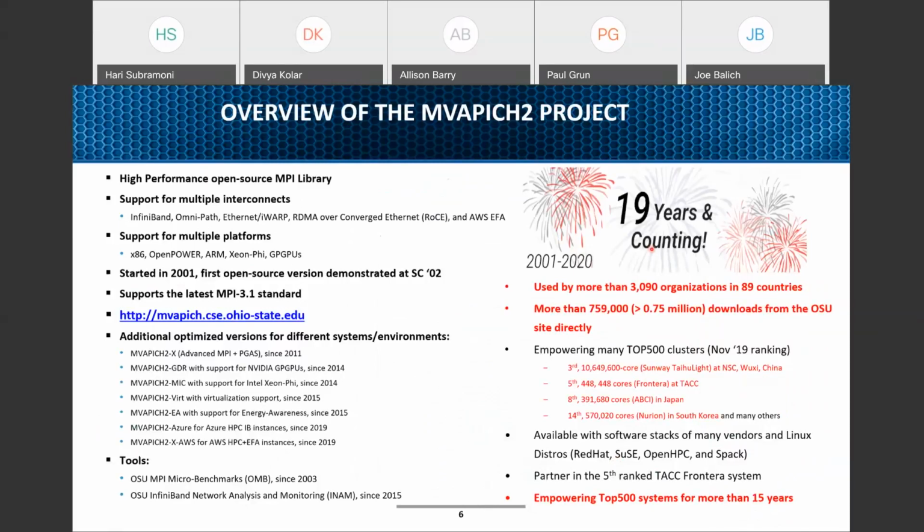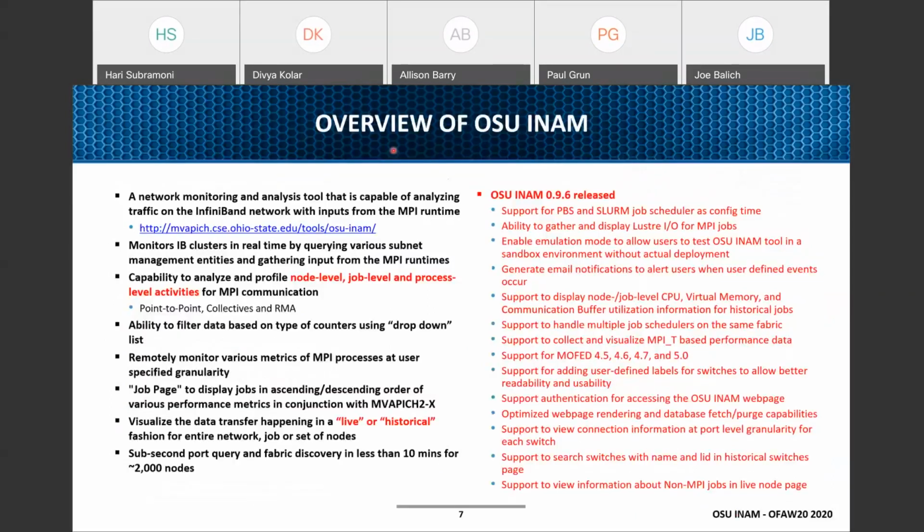So the OSU INAM project is part of the larger MVAPICH project. MVAPICH is a high-performance open-source MPI library. We've been around for quite a long time, and most of you in the community probably know us. And we are empowering a lot of Top500 systems in the world right now. So this is an overview of OSU INAM. The latest version of OSU INAM is set to be released today, and these are the kind of features that we have support for.